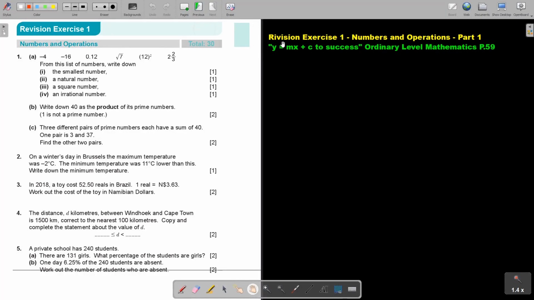In this video, I'm going to show you how to approach a revision exercise. We will look at revision exercise 1, numbers and operations, and we will divide it into two parts. So this will be part 1, and you will find this on page 59 in the Namibian Ordinary Level Mathematics textbook, y equals mx plus c to succeed.